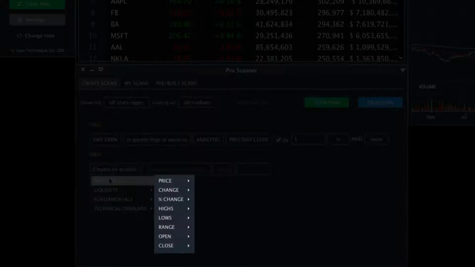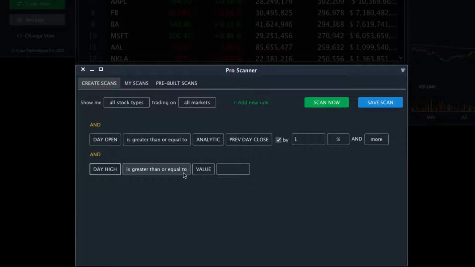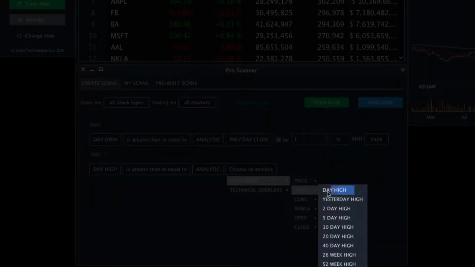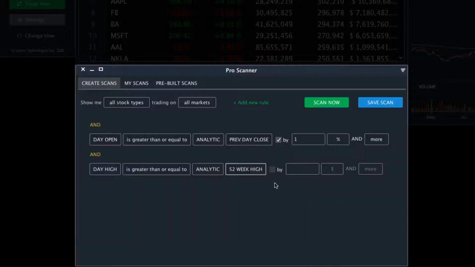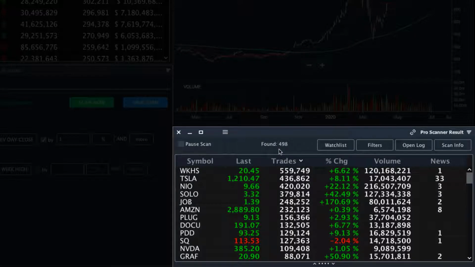I will set the last price, or let's say day high, is greater than or equal to the analytic, and we'll choose the 52-week high. If I were to scan this now, I would see all stocks that are gapping up and setting new 52-week highs. Let's run this to look at the results real quick. In the bottom right-hand corner, you can see the results of the scan we just created.